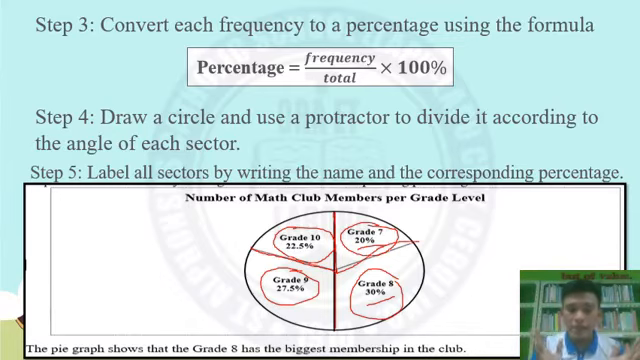Again, as you can see in the pie graph, grade 8, which is 30%, has the biggest membership in the club.